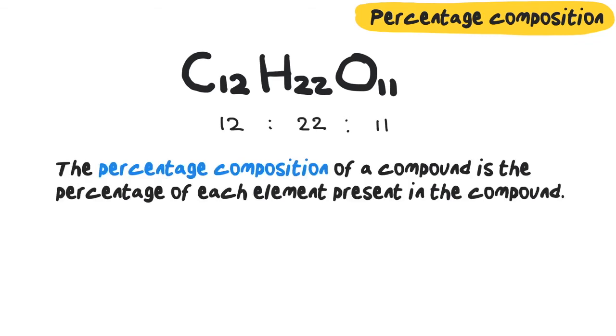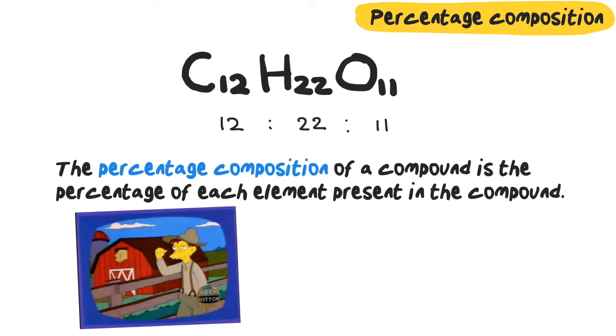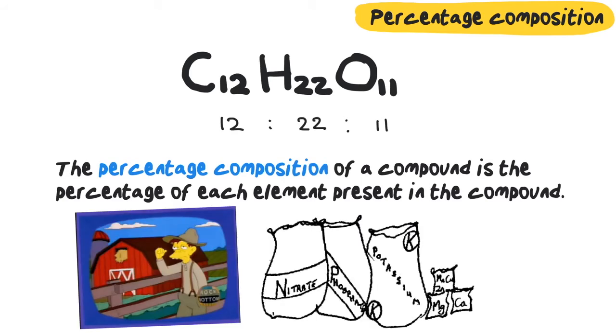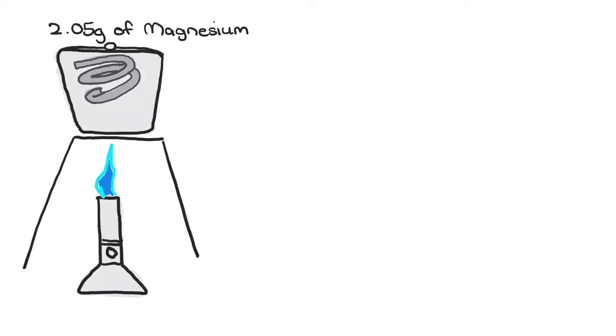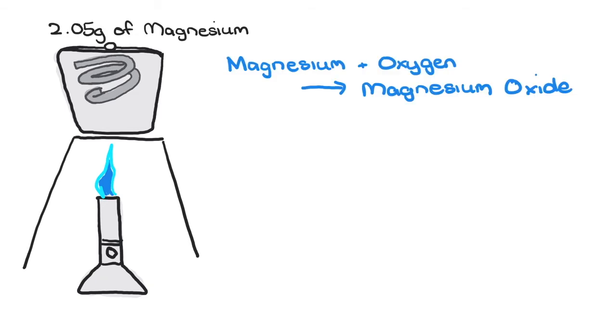But why? Well, farmers particularly may want to know which fertilizer has the most nitrogen in it. Let's take a look at a common example. If 2.05 grams of magnesium is placed in a crucible and allowed to react with oxygen in the air, when the blinding light stops, we know the reaction is complete, and the equation for this reaction is like so.